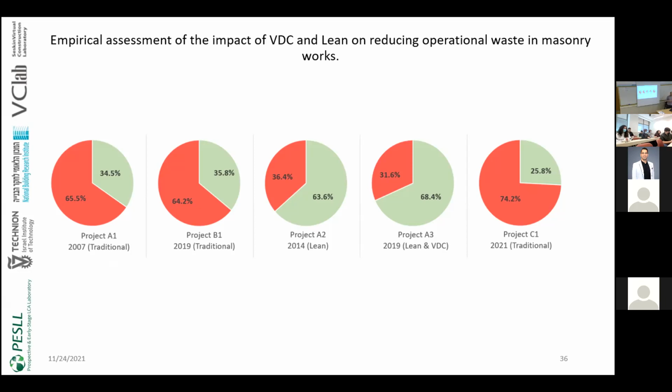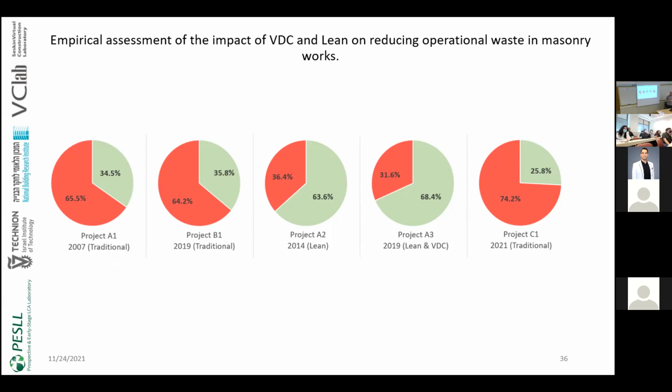So they used the BIM in order to optimize the number of block rows in order to avoid cuttings, to deliver the blocks to the right location and in the right quantities before placing the concrete slab, in order to avoid the activities of moving the blocks. So the value-adding activities increased up to 63.6%.